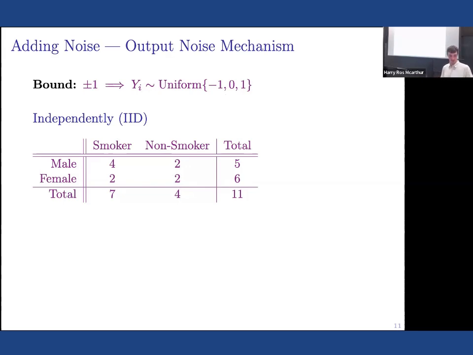Okay, so some observations about this: firstly, it's easy to satisfy that bounded noise constraint. If you want to make sure that the perturbations lie within plus or minus 1 of the true value, this approach does it immediately. But what happens is you lose this consistency property. So now the number of male smokers plus the number of male non-smokers doesn't equal the total number of men in the database. You might think that that's outrageous, but this is exactly what the ABS do when they publish counts.